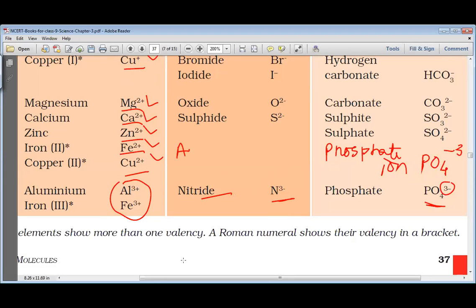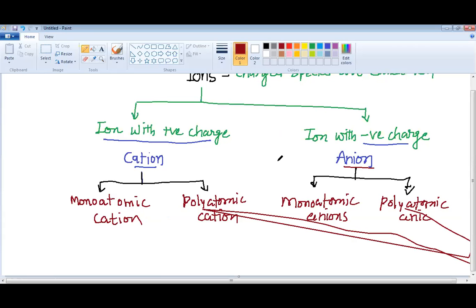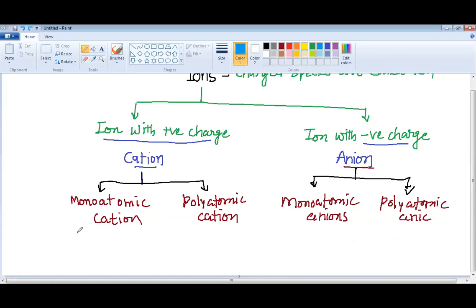So let us write the examples of these ions and understand them, that we have various ions, my dear students. These various ions we can understand by writing their examples. Monoatomic cation. So we can write sodium ion, Na plus 1. We can write magnesium ion, which is Mg plus 2. We can write aluminium ion, which is Al plus 3. We can write potassium ion, which is K plus 1. We can write calcium ion, which is Ca plus 2.